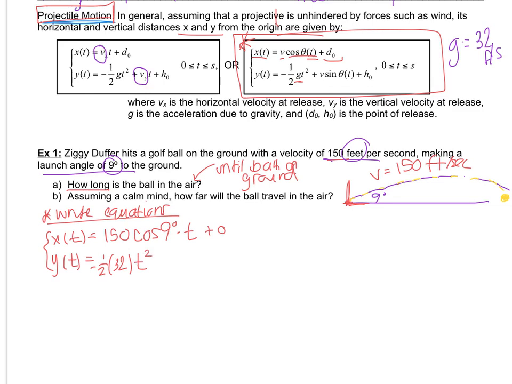Again, I'm just copying straight from our equations up here in the box, plus initial velocity, v, which is 150, times the sine of theta, theta is 9 degrees, times t, plus h naught, or h sub 0, which is the initial height of the object. But this golf ball is starting off on the ground. So a golfer has the golf ball on the ground and hits the ball, so the initial height is 0. So these are our parametric equations.